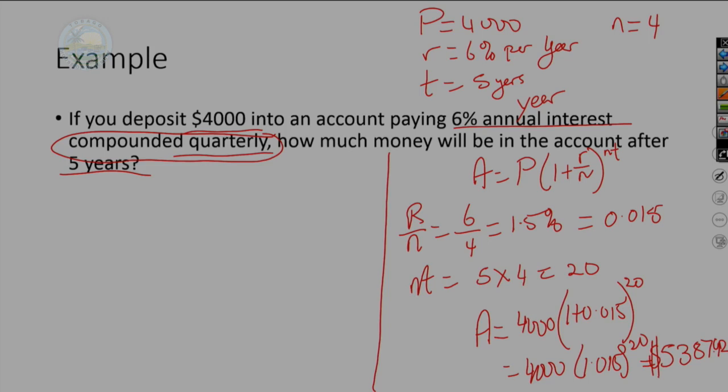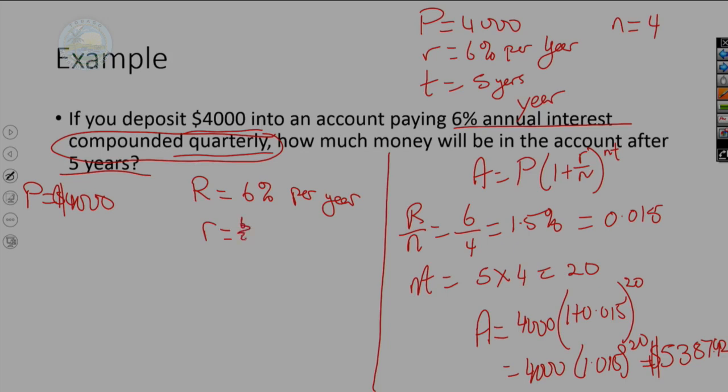Now, let's conceptually go through the question based on what we know from before. We know that the principal is the 4,000. Now, it's 6% annual interest compounding quarterly. So it means that we would have to actually find the interest rate per quarter. The interest rate per year was 6% per year. How much would it be per quarter? Well, it would be 6 divided by 4, which is 1.5% per quarter.